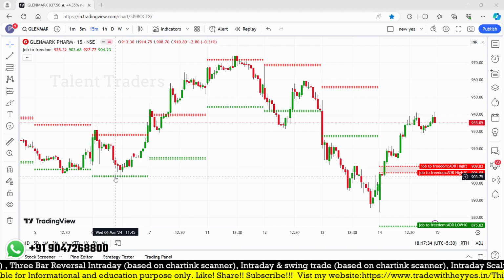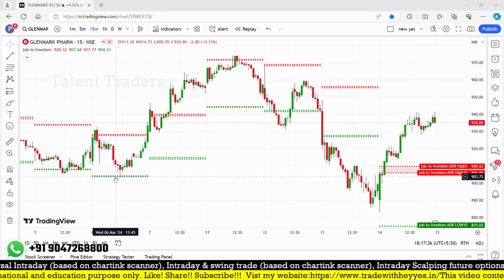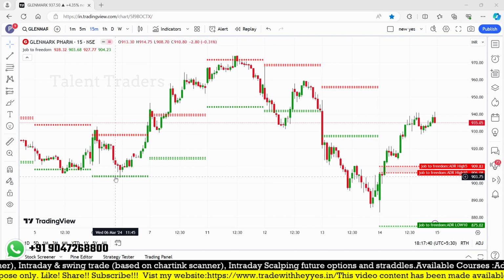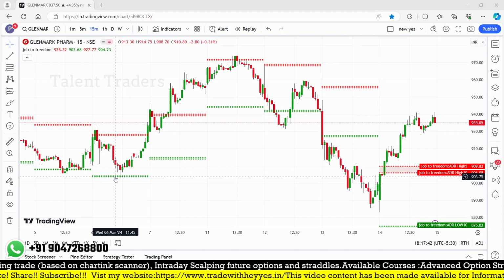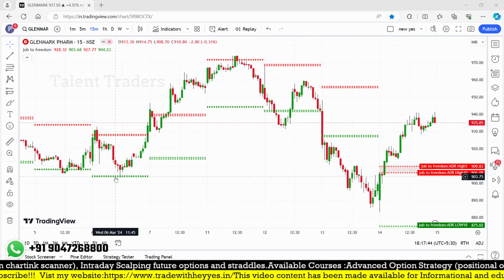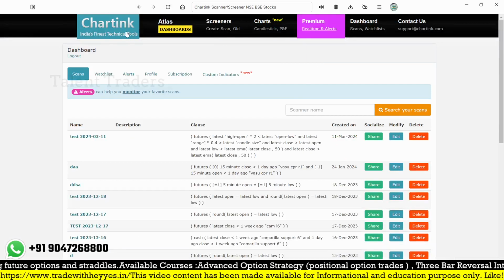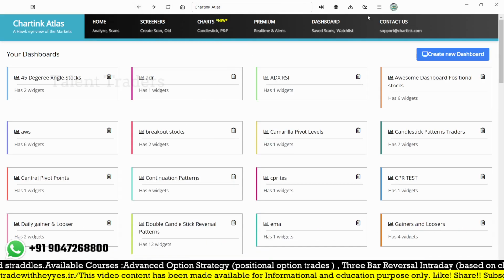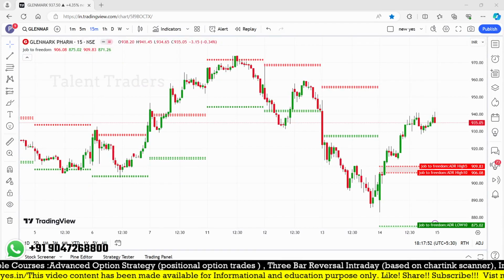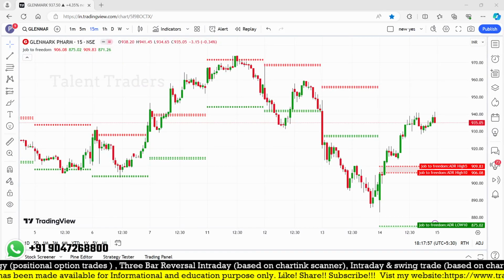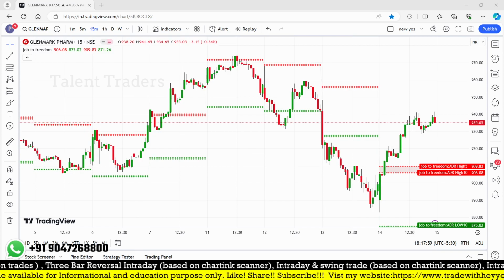We can create many scanners based on this ADR indicator. We already derived the indicator, and it was working well for our intraday breakout. Let me take a quick look at the dashboard. The dashboard we are looking at is for our positional trades, using the ADR that we have recently created.